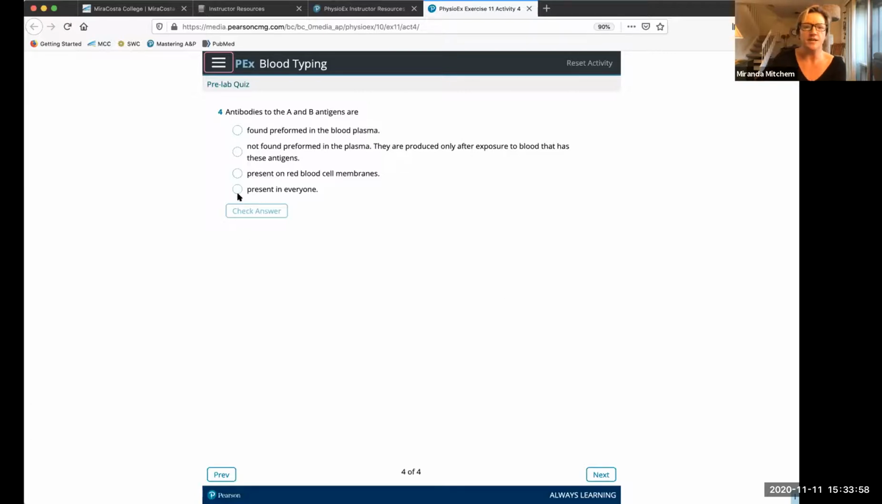I don't have B antigen. Oh, wait a minute. This is antibodies to the A and B antigens are present in everyone. Yeah, that's true. But they're also preformed because they're part of the natural antibody repertoire. That's kind of a tricky question. I don't really like it.